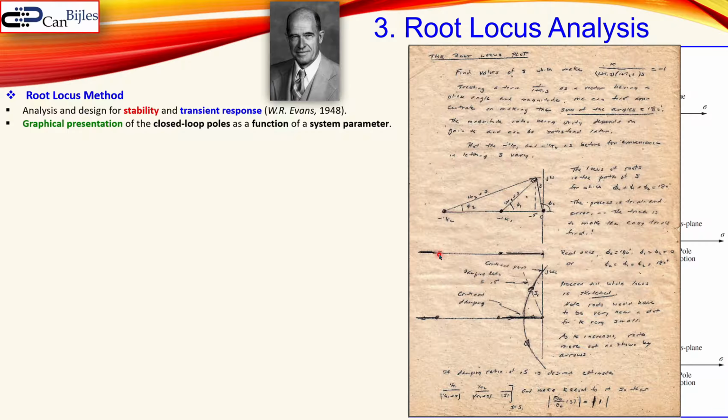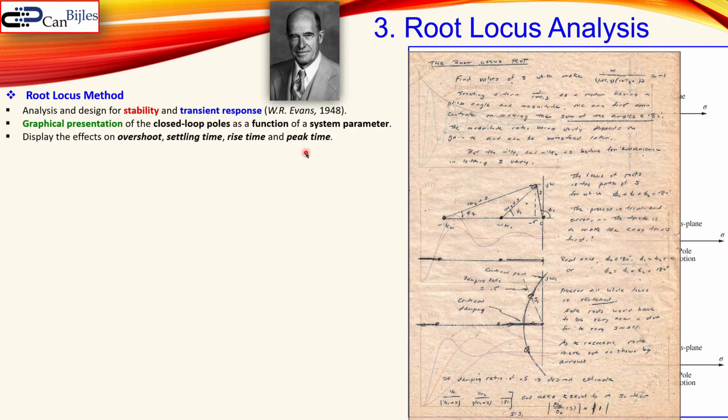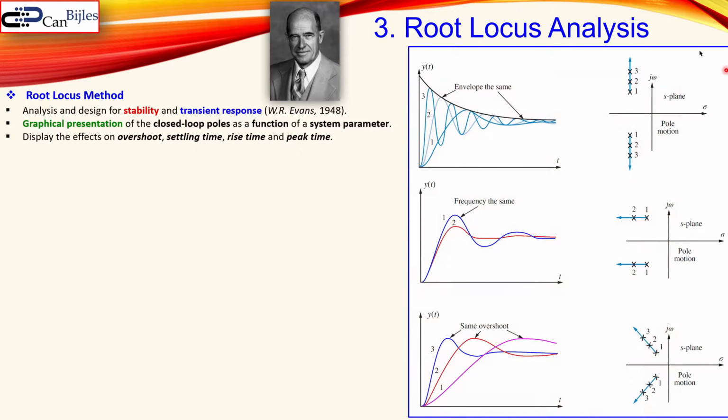And this is a graphical representation which relates the closed-loop poles of a function as a system parameter changes. So if you change your gain, you can see how your closed-loop poles are changing, which is very powerful. It displays the effect on the overshoot. So when you change some parameter, for example again the gain, you can see directly how much that affects your overshoot, your settling time, your rise time, and also your peak time. Let's see that here also in this plot.